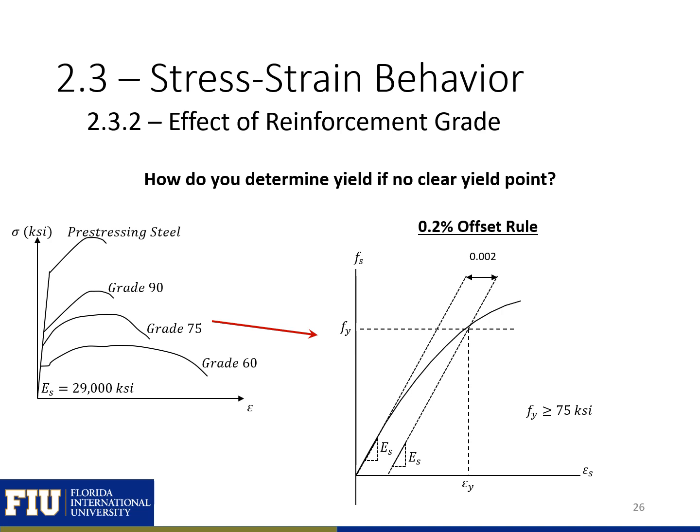If we don't have a defined yield point or yield plateau as we do with grade 60 steel, we need to use the 0.2% offset rule to determine the yield strength. The 0.2% offset rule takes a line with slope Es shifted over 0.2% or 0.002 strain and then looks for the point where that line intersects our curve. Your yield strength is then that point where our 0.002 offset line intersects with our curve. And we'll use this rule for steel with 75 KSI yield strengths and higher.